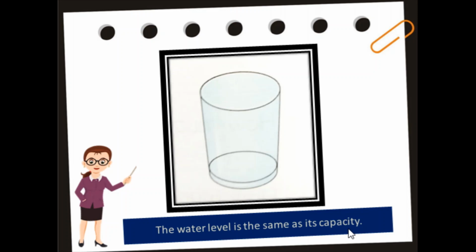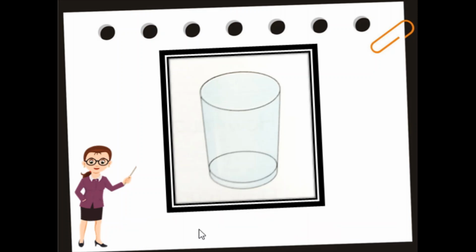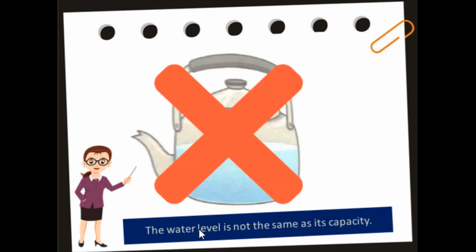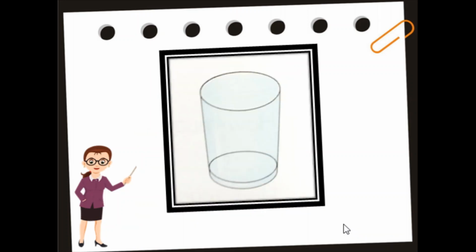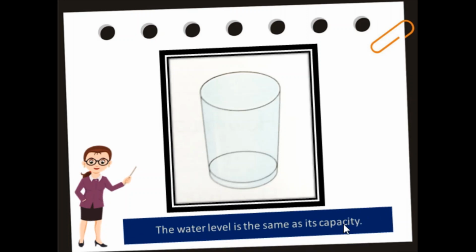Okay, again, the water level is where the water or the liquid stopped, and the capacity is until where it should stop. Capacity is the amount of liquid that a container can hold. Okay? Two thumbs up for you. Well done, everybody.